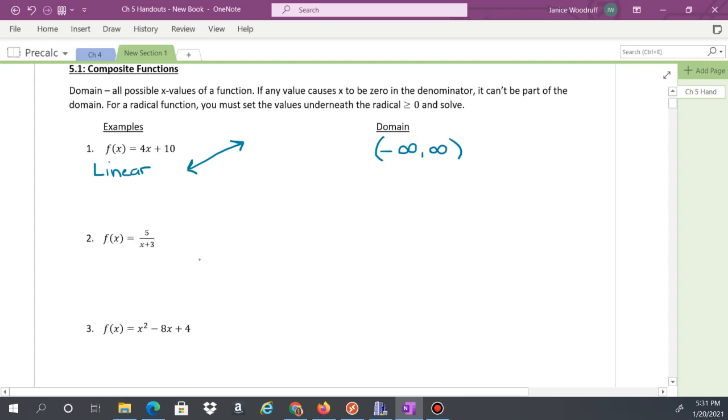For a rational graph, what you are going to do is take that denominator, set it equal to 0, and that's going to give you x equals -3. Meaning, if I plug -3 into the denominator, I would get 0, which means I'd have 5 divided by 0, which is invalid. So we say x cannot equal -3. So it's going to be all values except -3. If we look at this graph, we can see what it looks like.